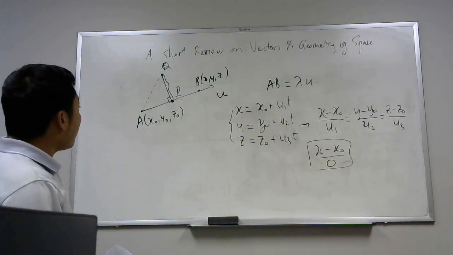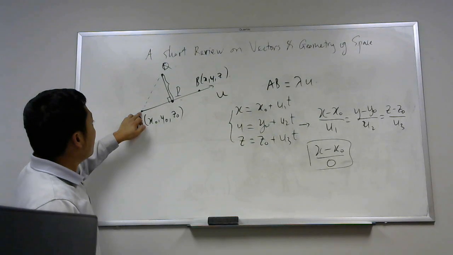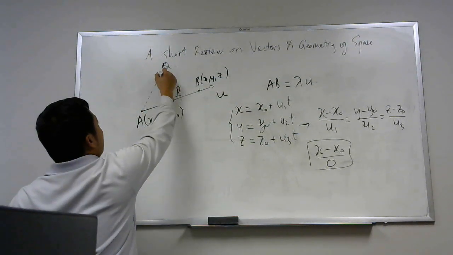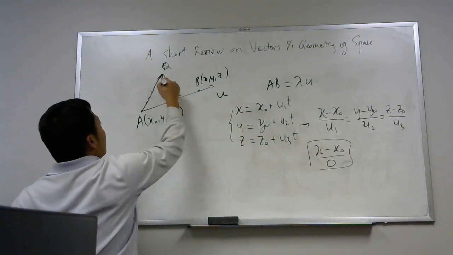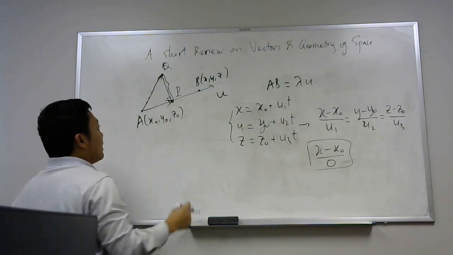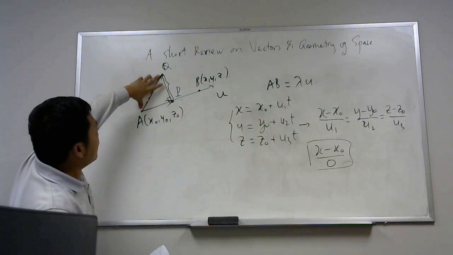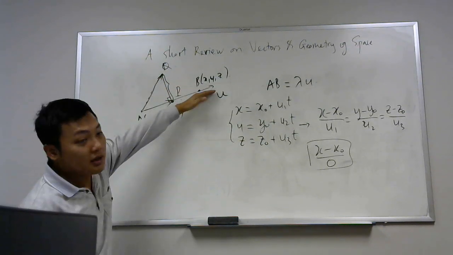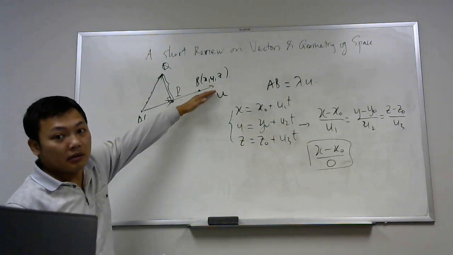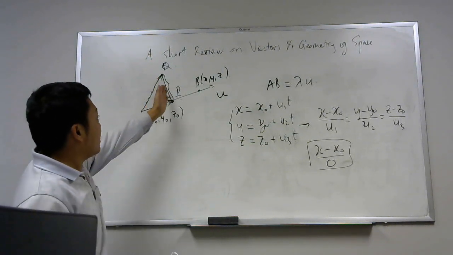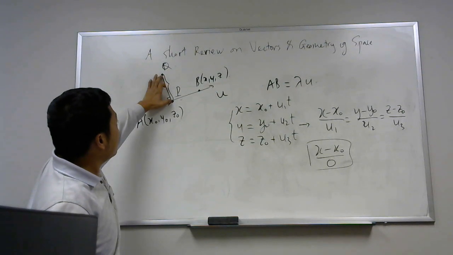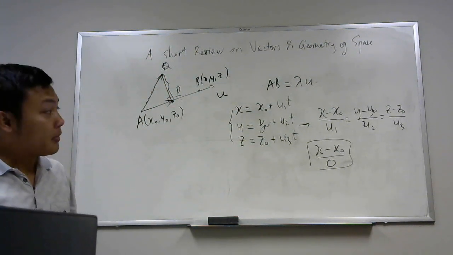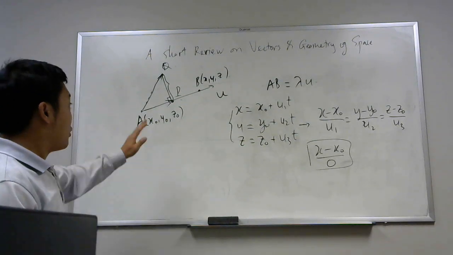In order to find the orthogonal projection of Q onto this straight line, I will connect AQ. Basically this vector is the orthogonal projection of this vector onto this straight line. Once we get there, you can calculate the distance by using the Pythagorean theorem or something like that. I will not show you how to solve that.